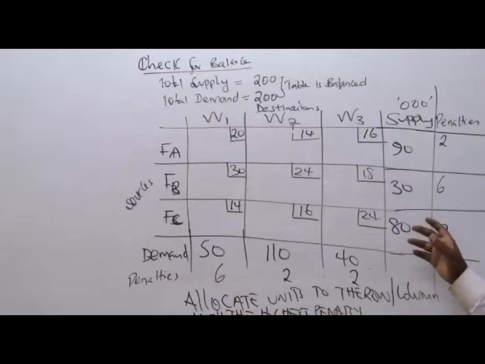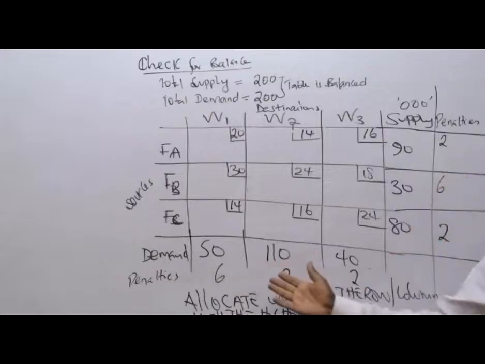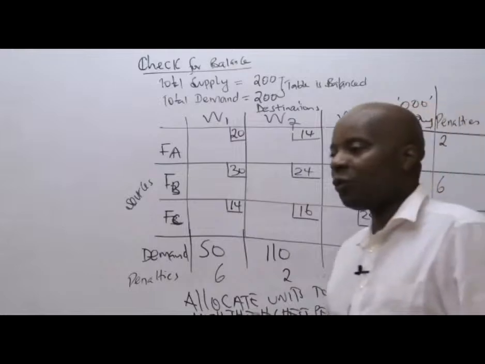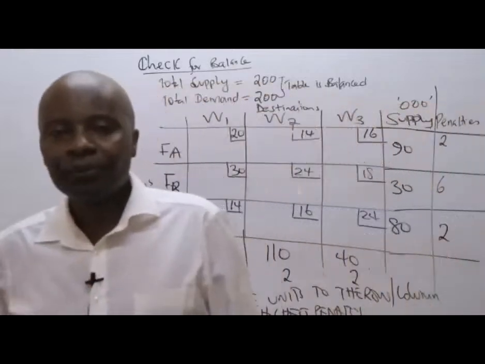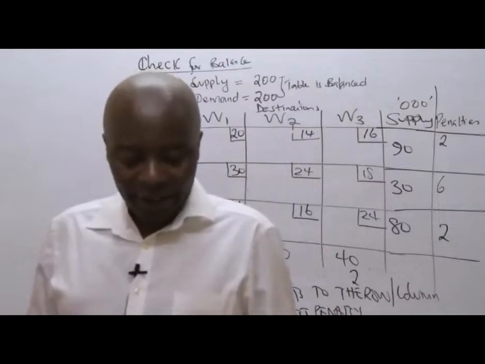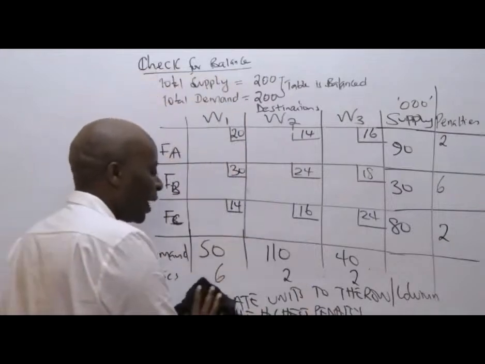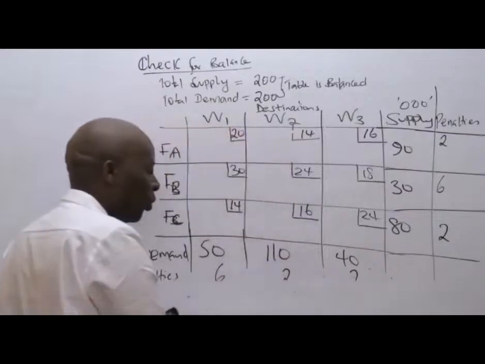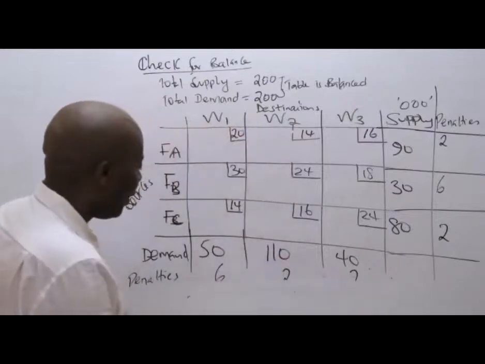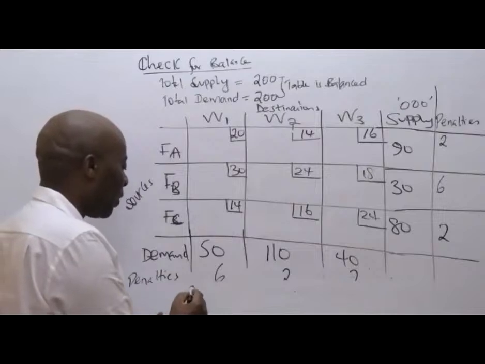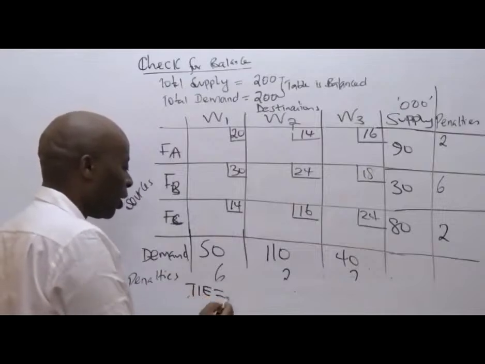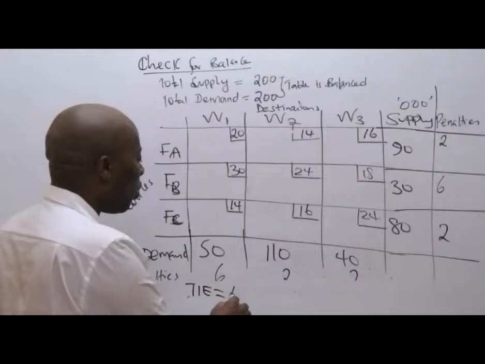Now, when you look at the penalties that we have across the board, 6 is the highest. But unfortunately, there are 2 of them. So there is a tie. When there is a tie, what do we do? Cry? No, we can never cry. Whenever there is a tie, we must get a way of resolving this issue.